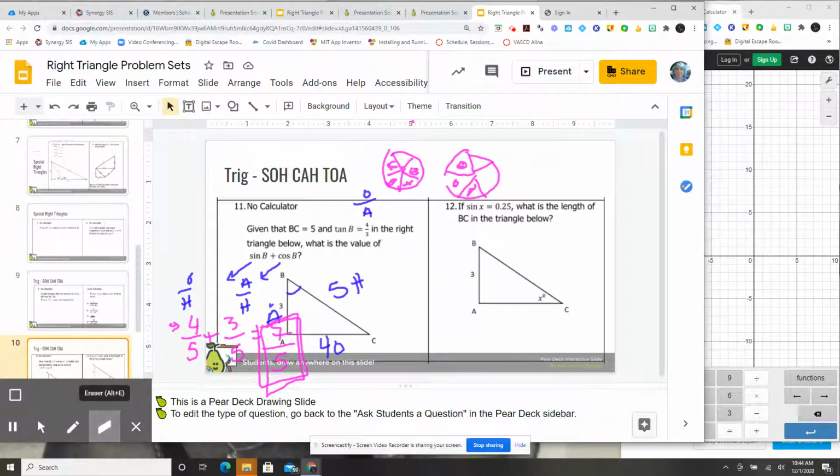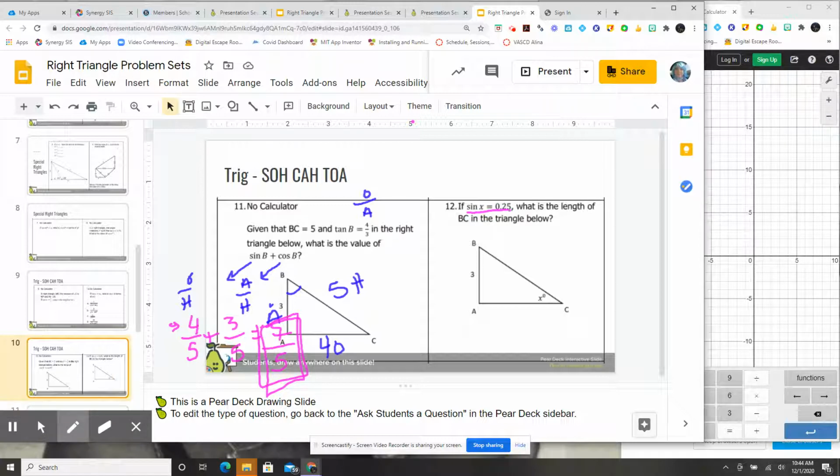For number 12, you're going to do a very similar thing. And again, you can pause this video as much as you want. Come back to it. Do what you need to do, right? Sine of x equals 0.25. So sine of x is O over H, SOHCAHTOA, O over H. So this is my x, O over H. And I can change that 0.25 into 1/4. But I know my numerator needs to be 3, so that's not quite jiving with me.